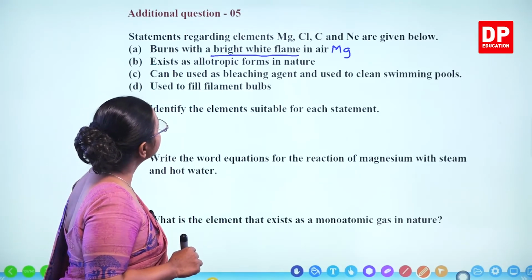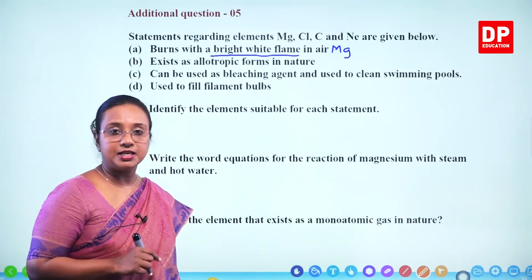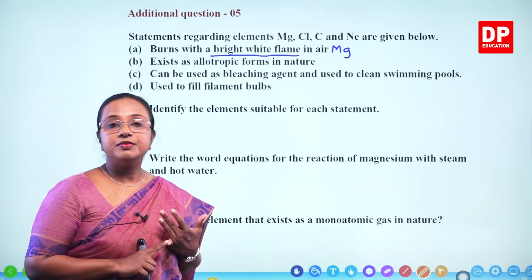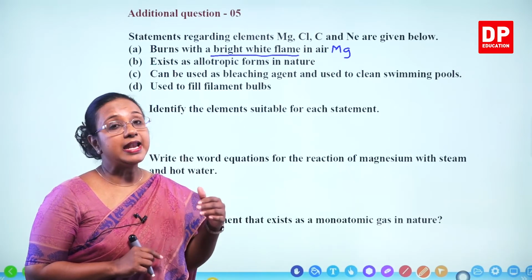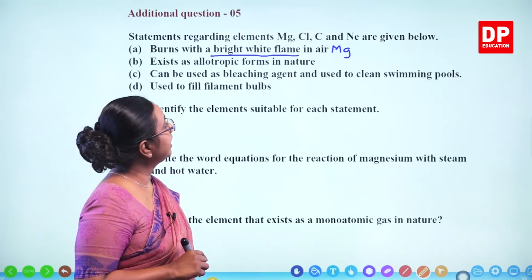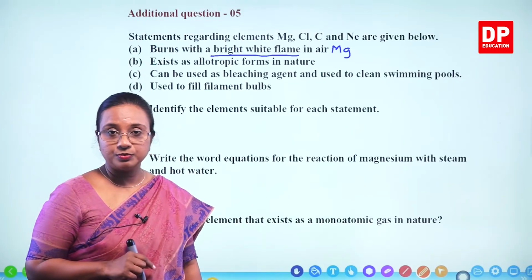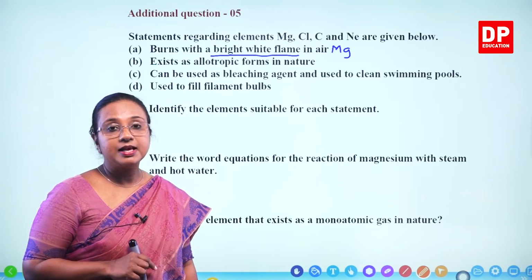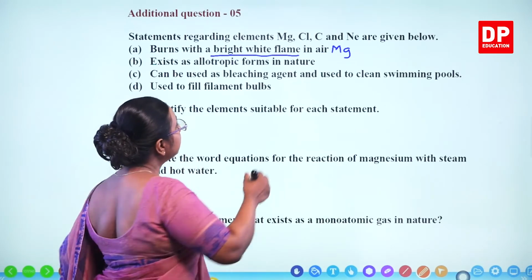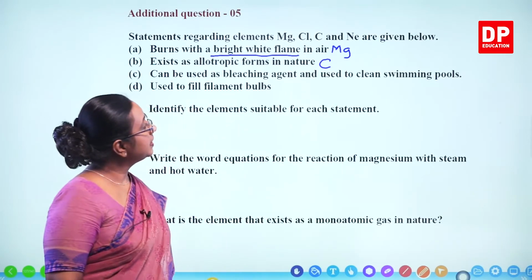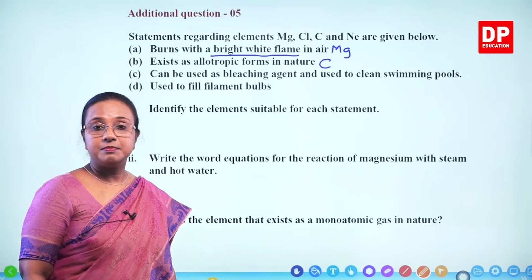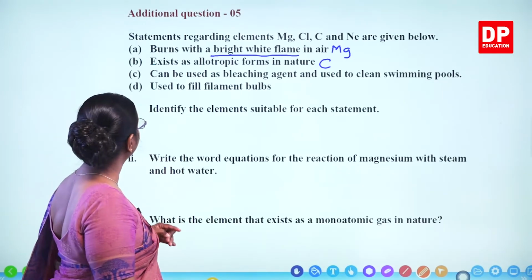Exist as allotropic forms in nature. You have learned a few elements that exist as allotropic forms, and out of those, what is the element here that has allotropic forms? It's carbon. It has many different allotropic forms. So, carbon is the element that has many different allotropic forms.